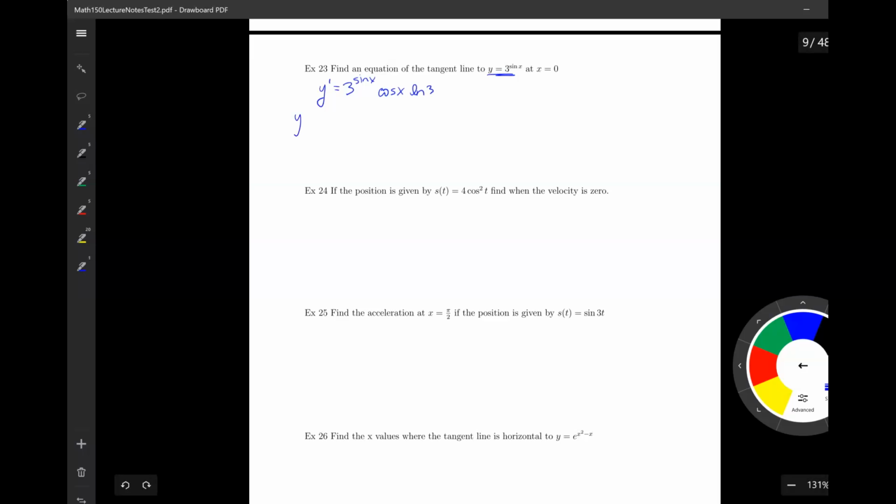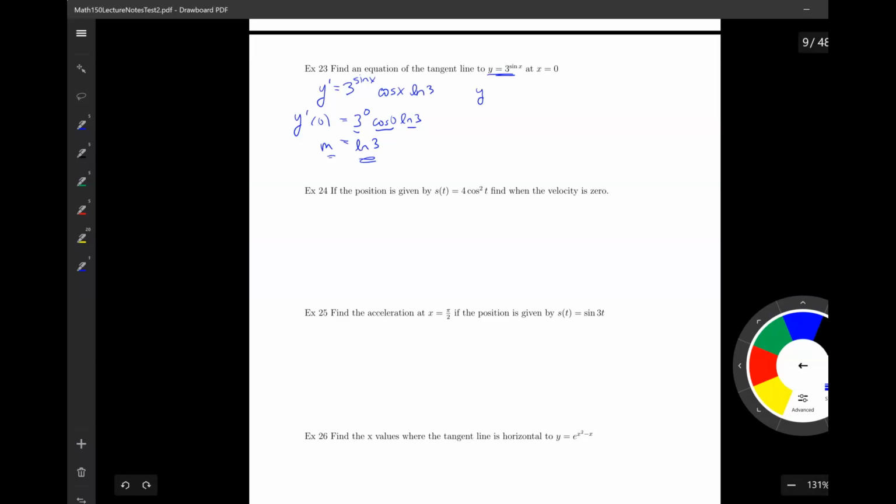So if I want to find y prime at 0, I get 3 to the sine of 0 is 0, cosine of 0, ln of 3, going slow. So this gives me 1, this gives me 1, so it's the number ln of 3. That's the slope of the tangent line. Do not use a calculator, leave it like that.